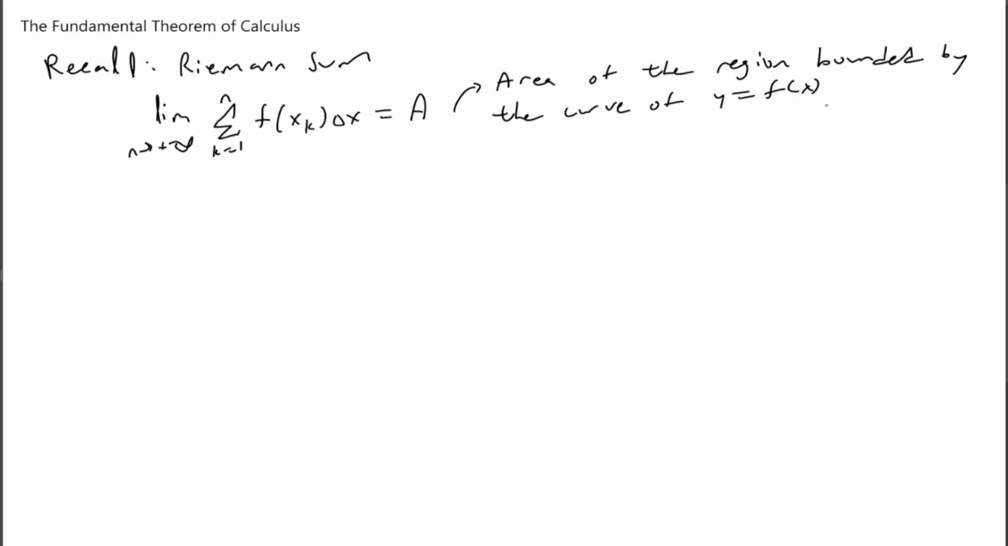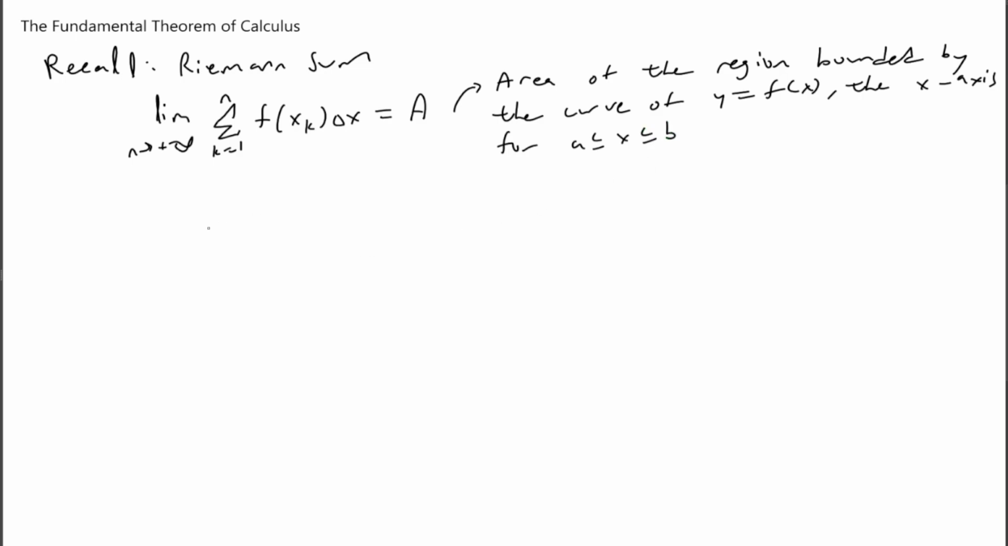In this video, we're going to be talking about the fundamental theorem of calculus. So, first things first, let's recall the limit of the Riemann sum, which is denoted by the limit as n approaches positive infinity of the sum, starting at k equals 1 to n, of the function f of x_k multiplied by the difference delta x, which is equal to A, where this is the area of the region bounded by the curve y equals f of x, the x-axis, on the interval of a to b.